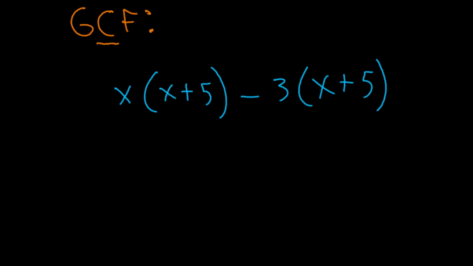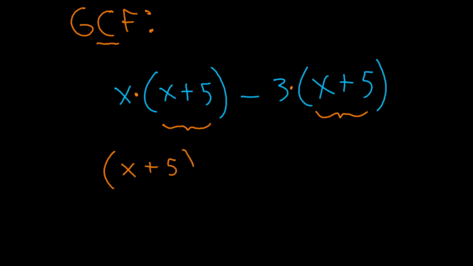But look harder. This is x times this whole parentheses x plus 5 here. This is negative 3 times another x plus 5. They both have x plus 5 in common. So do not be tempted to distribute. That's what they want you to do, okay? You want to go ahead and take what they have in common, which is the x plus 5 in parentheses, and you want to factor that out.